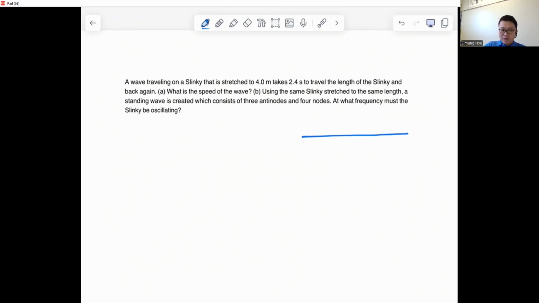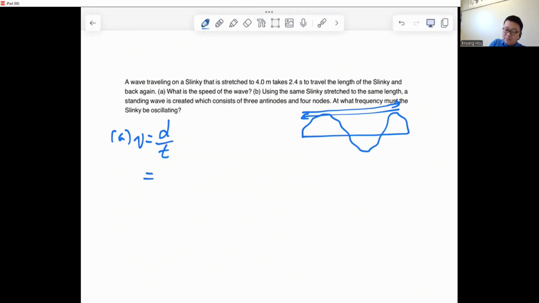Let's say there's a wave traveling back and forth like this in this slinky, going in this way and then coming back, the total time. For the speed, we can basically use speed equals distance traveled divided by t. The distance traveled in this time will be 2 times the total length, because the wave travels back and forth, divided by the time it takes. So this will give you 3.33, or about 3.3 meters per second for the speed.